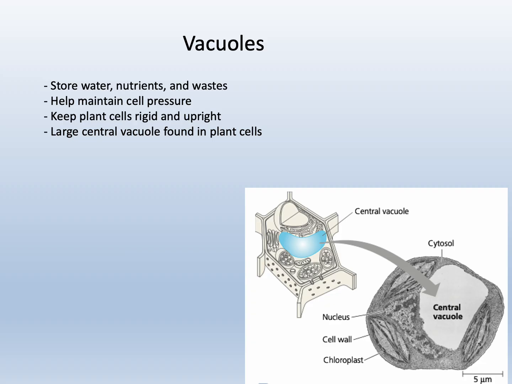Next, we have the vacuoles, which are the storage compartments inside the cell. They store water, nutrients, and waste materials. Plant cells often have one very large central vacuole that helps maintain pressure and keeps the plant upright. Animal cells often have multiple small ones.